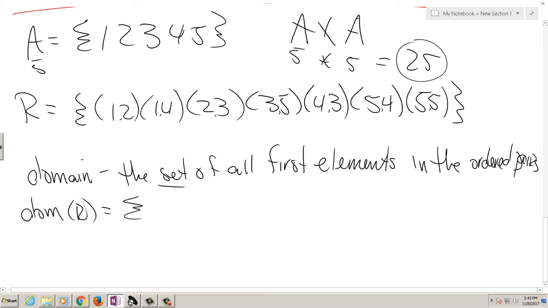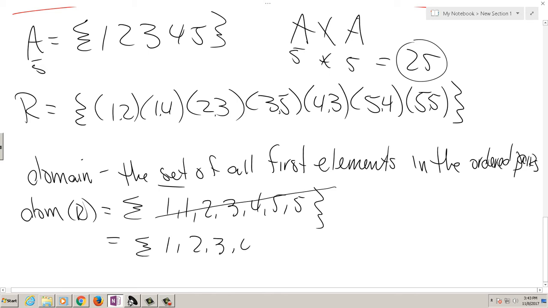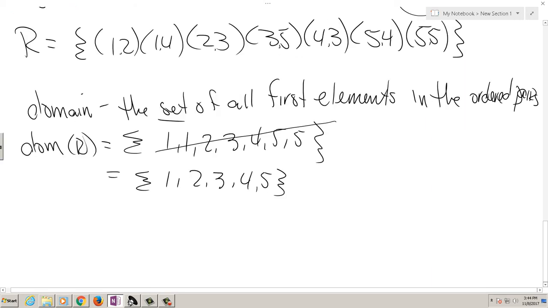And I'm going to look for all the first elements. I see a 1, I see a 1, a 2, a 3, a 4, a 5, and a 5. This begs the question, is that a valid set? Well, we learned from our set notation that we cannot have repeating elements. And so I'm going to have 1, 2, 3, 4, and 5. No repeating elements. I know that 1 is used a couple of times. That's acceptable. I'm just going to ignore repeating elements.